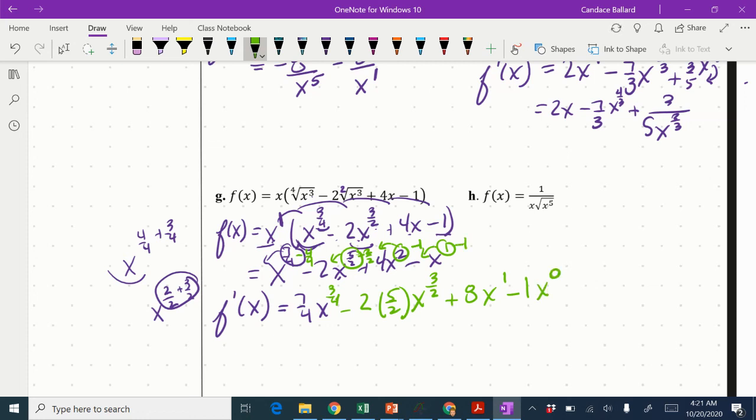I wrote way too big because I wrote into h, didn't I? I'm going to simplify it a bit. So we've got 7/4 x to the 3/4. Nothing I can do with that. Here, my 2's can cancel. So I get minus 5x to the 3/2 power plus 8x. The x to the 0 is just 1. So I'd have negative 1 times 1, which is negative 1. Probably I would not do anything else with it from that point.